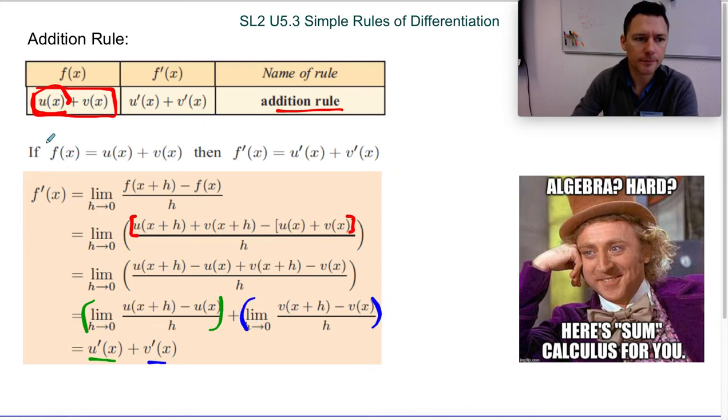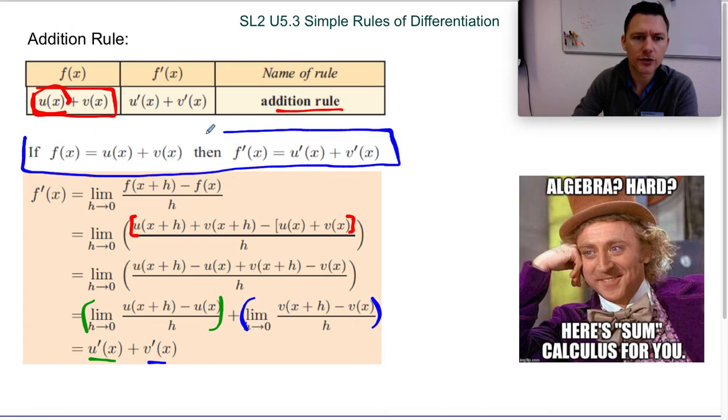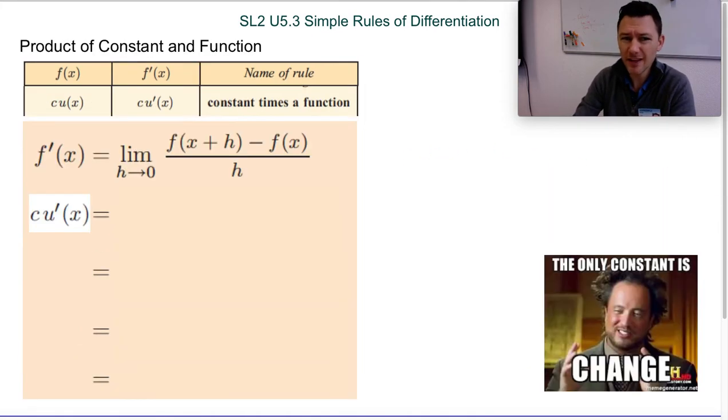Long story short, this is what I want you to walk away with, right? If you're taking a function where there's two pieces added, to take the derivative, you can take the derivative of each piece and add it, right? Not too bad. It doesn't always work that nicely. And so here's the last part that we're going to look at, which is the product of a constant and a function. So here's our definition again.